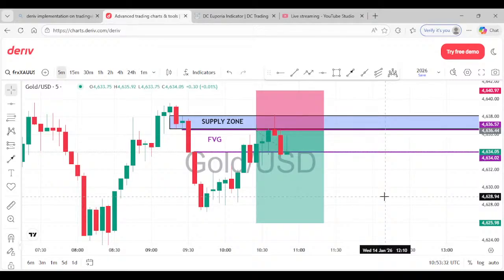Yes, I think the 5-minute candle is closing in the right direction. Once it closes below 46.34, add some positions, add more positions, add more positions.